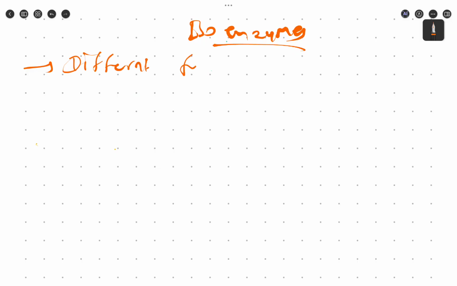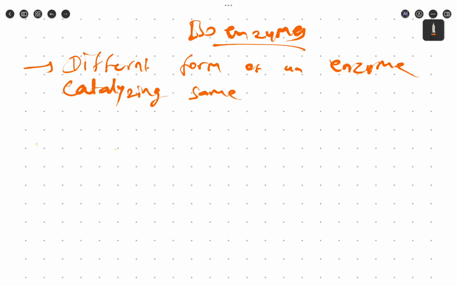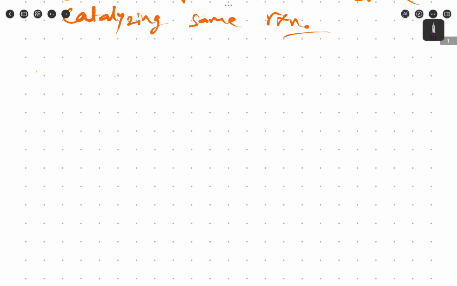So first thing, what are isoenzymes? It is a different form of an enzyme catalyzing the same reaction. All right. So the form is different, but the reaction which it catalyzes is the same. Now, how are they formed?